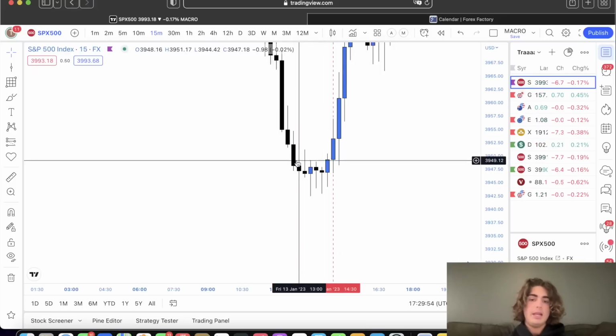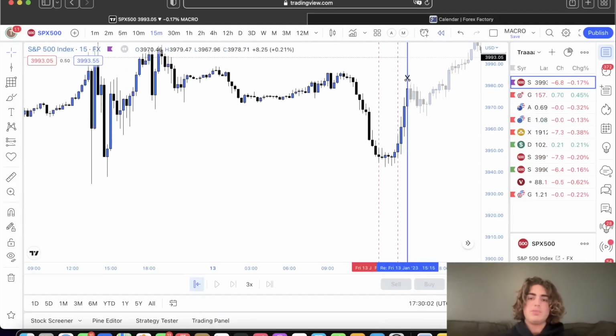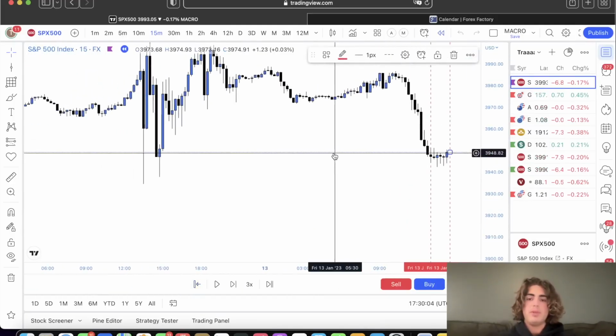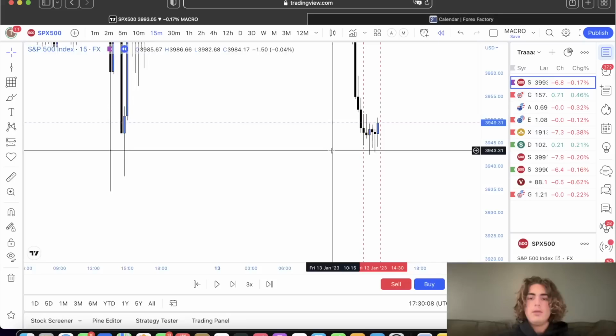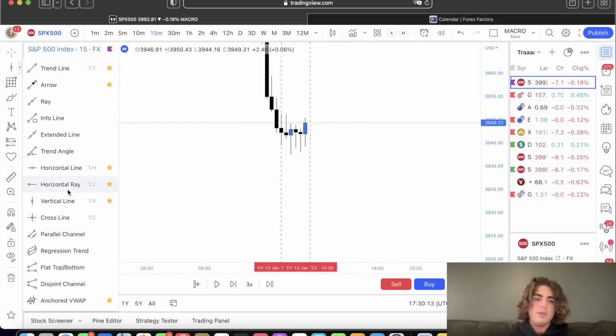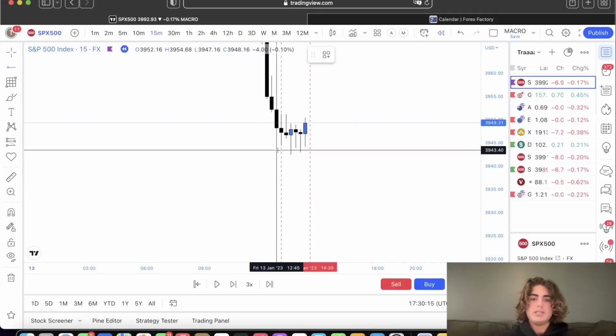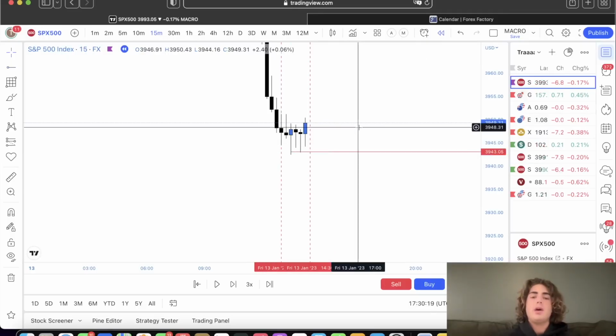That should be enough practice for you guys, and then you can go ahead and backtest this yourself. So what do I look for during pre-market? Let's bring this back on bar replay. First thing that we see, I'm literally just going to go over what I see within the market. We have a low right here that was made.